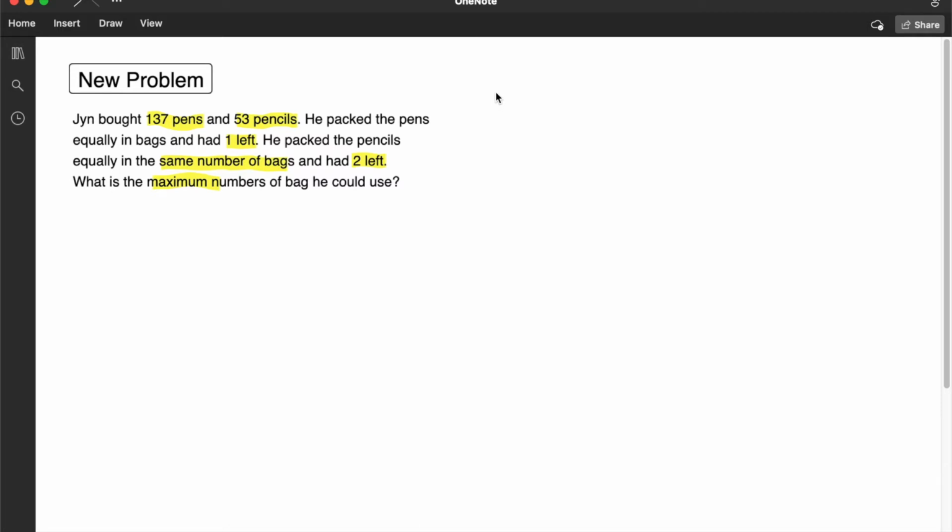Right, so what we can do first is to find the number of pens and pencils that will be packed. Let's do that for the pens first. He had 137, then he packed them and had one left. That means he's packing 137 minus 1, or 136 pens. And for the pencils, he had a total of 53, but 2 will be left, so 53 minus 2, 51.